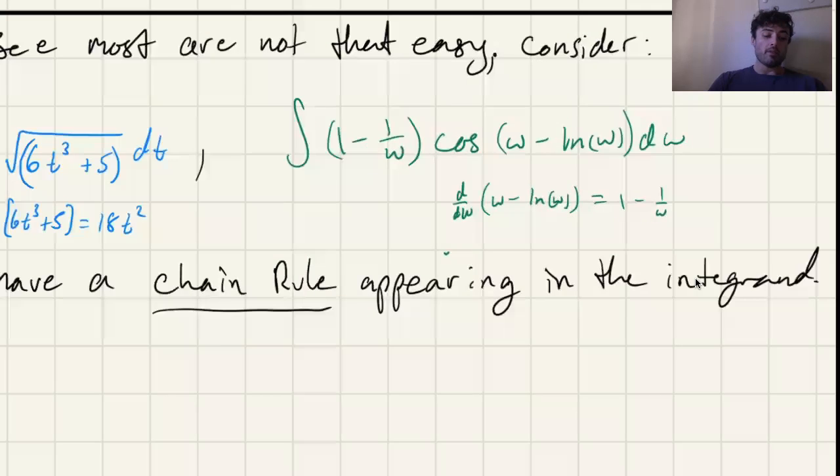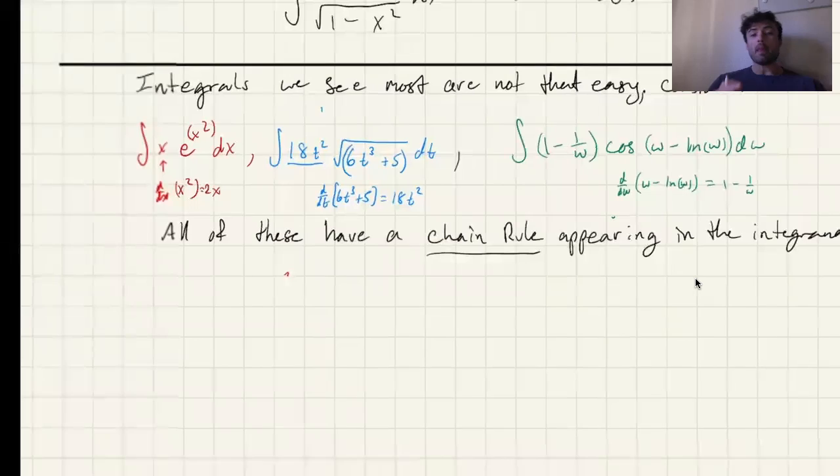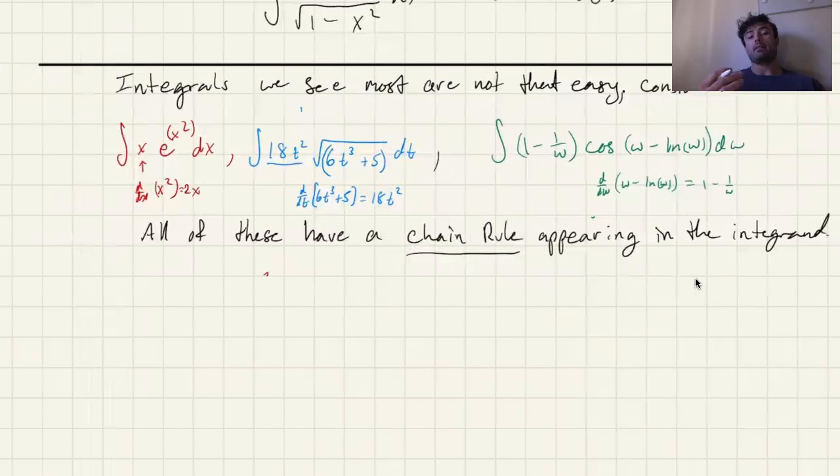And so the fact that we see in all these examples, within this integral, somewhere in here, a function and its derivative appearing, that's a sign you have to use U substitution. In other words, it's a sign that a chain rule occurred and we have to undo it.